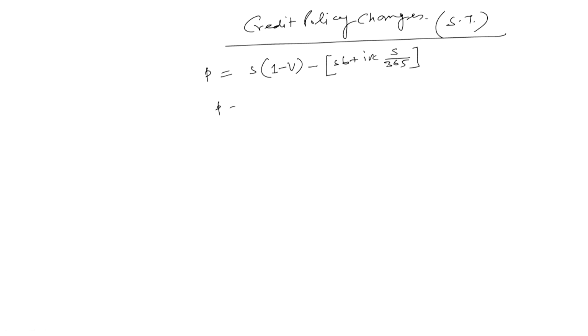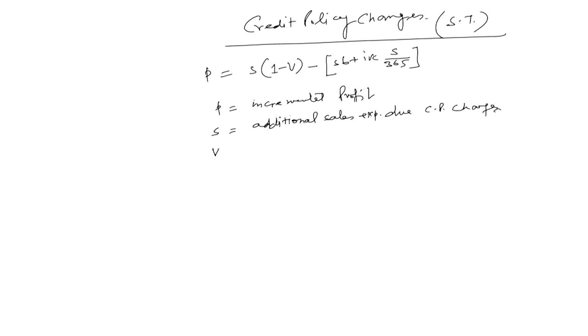Here P is the incremental profit because of relaxing the credit policy. In our problem, we are going to have incremental profit if we are selling more for 375 crores. So P is the incremental profit. Small s is the additional sales expected due to credit policy changes.